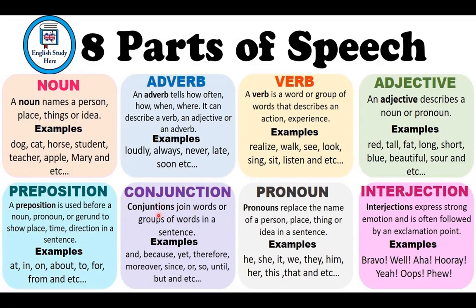Then you have conjunction. Conjunctions join words or groups of words in a sentence. Example, and. Jack and Jill went up the hill. We could have said Jack went up the hill, Jill went up the hill. But we put and we join these two words. Now because he ran down the hill, because he was tired. You can't walk down a hill if you're tired, right? Just run down. So it could have been he ran down the hill.